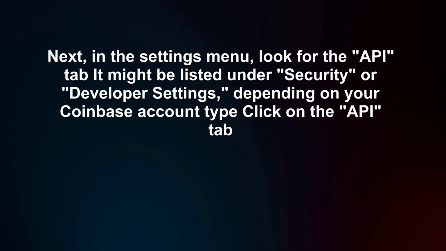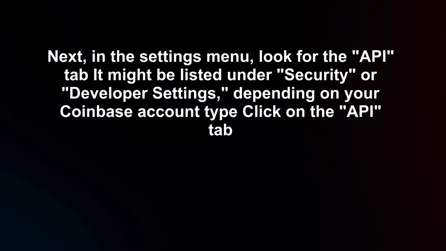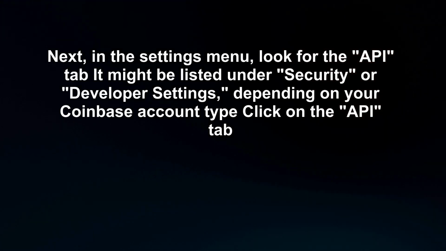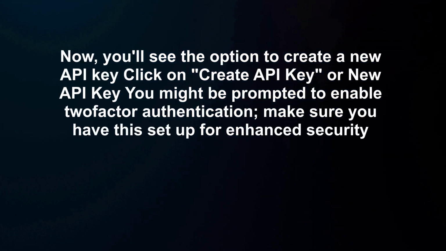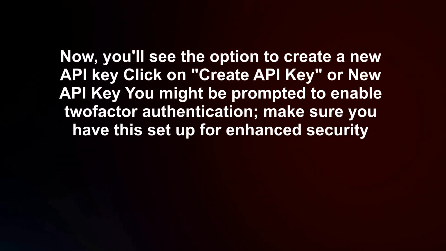Next, in the settings menu, look for the API tab. It might be listed under security or developer settings. Depending on your Coinbase account type, click on the API tab. Now, you'll see the option to create a new API key. Click on Create API Key or New API Key.